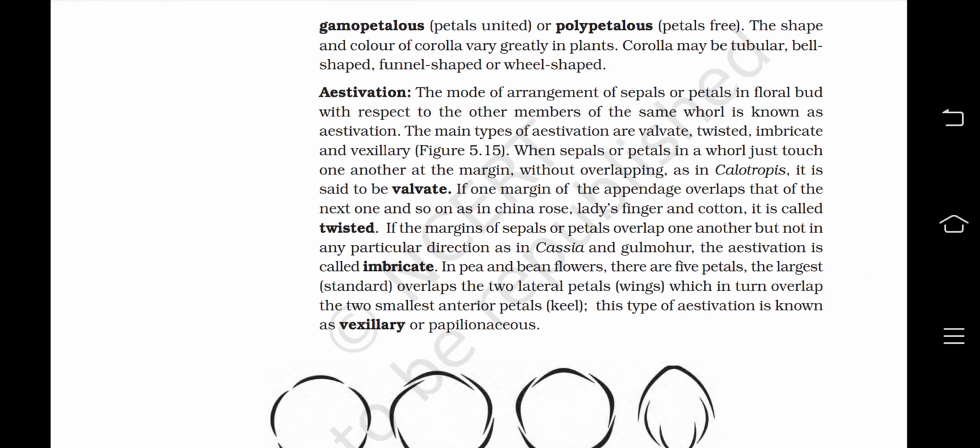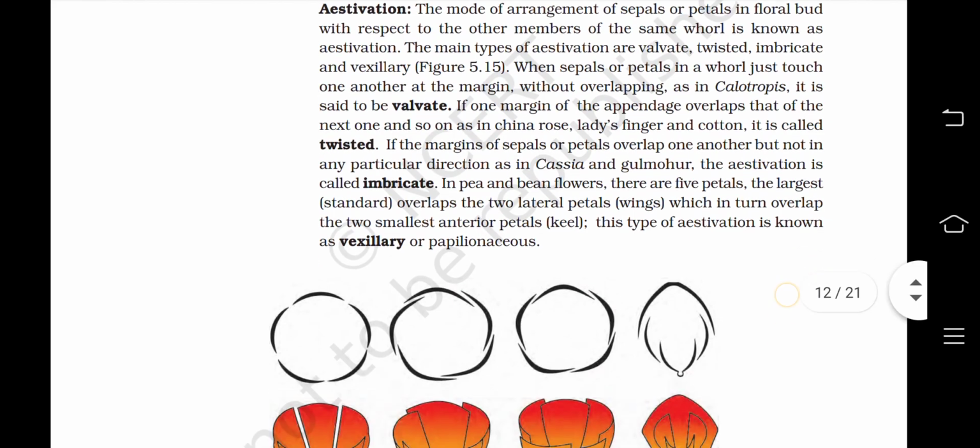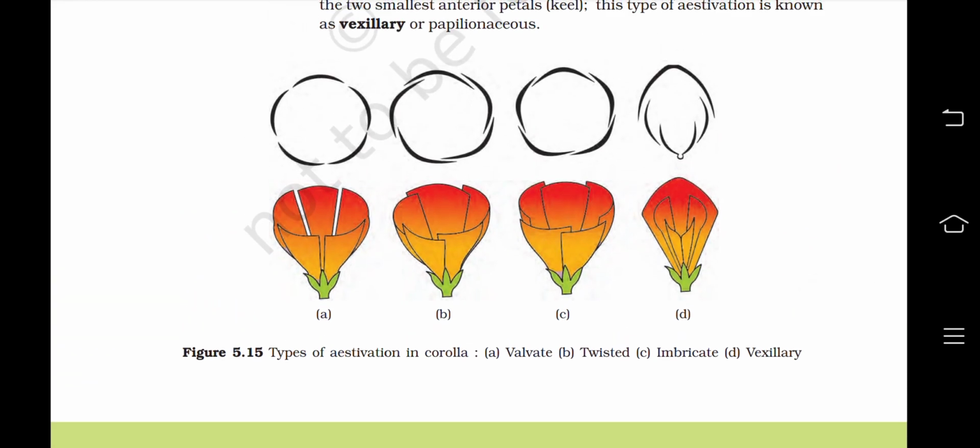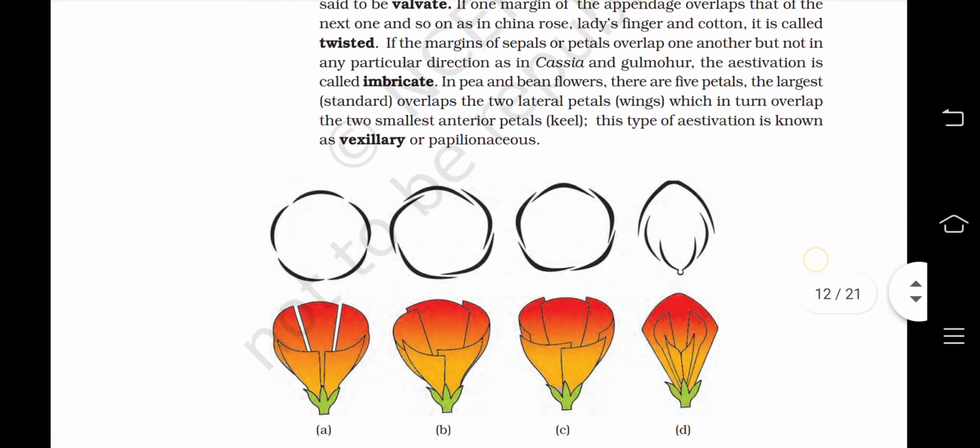Aestivation. The mode of arrangement of sepals or petals in floral bud with respect to other members of the same whorl is known as aestivation. The main types of aestivation are valvate, twisted, imbricate and vexillary. Figure 5.15. These are the types of aestivations in corolla. A is valvate, B is twisted, C is imbricate and D is vexillary.